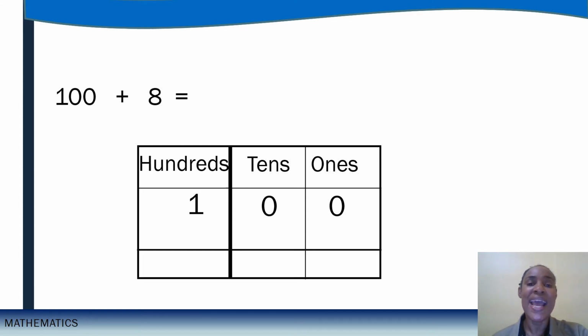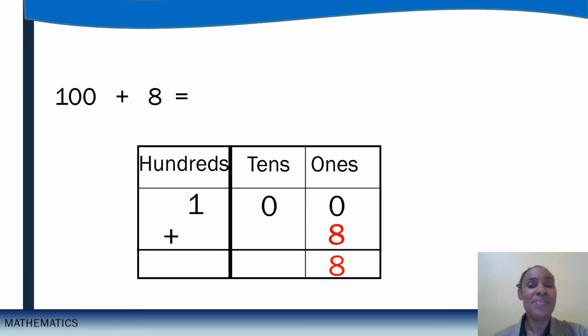Next we have 8. 8 is 8 ones. Let's now add these numbers. In the ones place we have 8 added to 0 ones. 8 added to 0 ones is the same as 8.